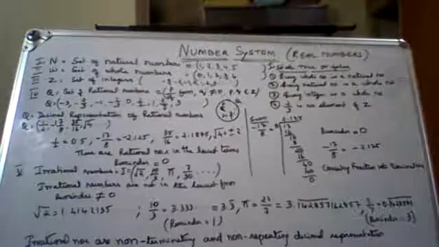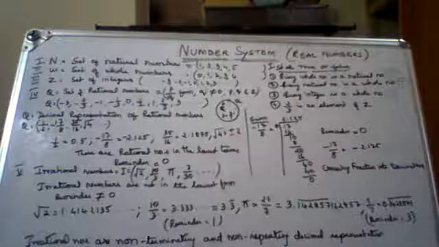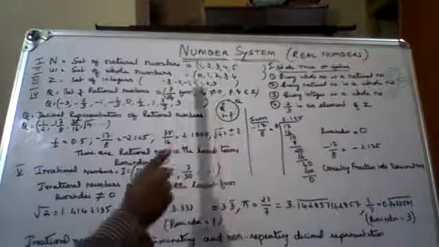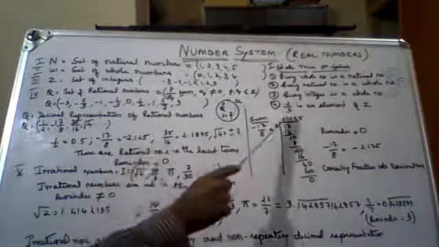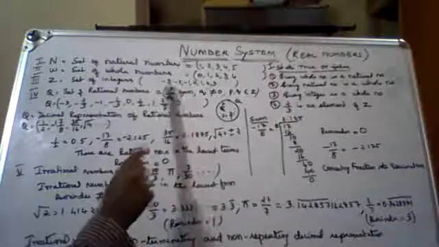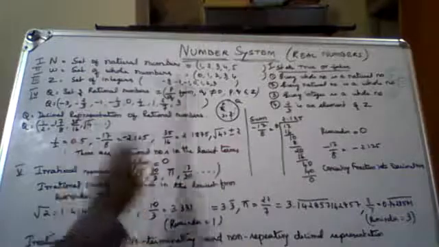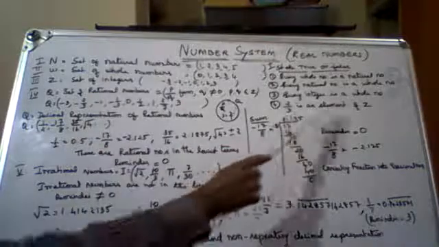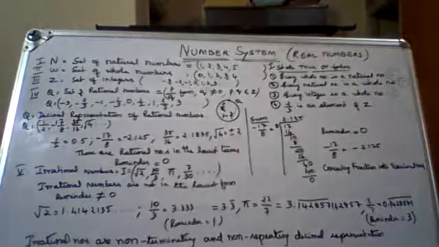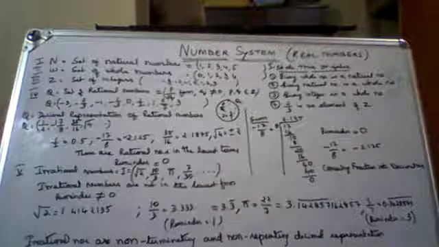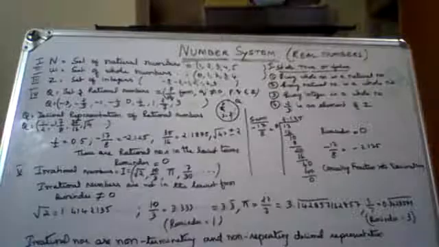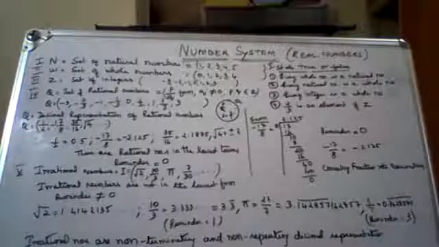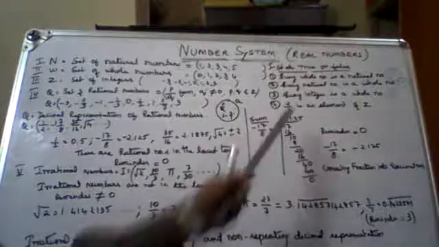2 by 3 is an element of Z. What is meant by element? See, minus 3 is an element of Z. Minus 2 is an element of Z. Whether 2 by 3 is an element of Z, true or false? Abhigya, you can say.